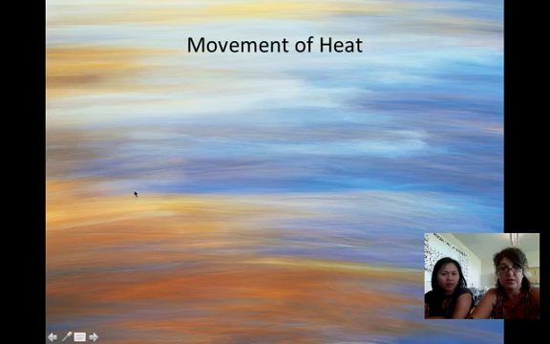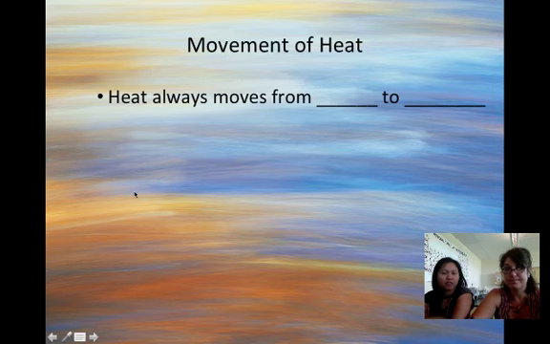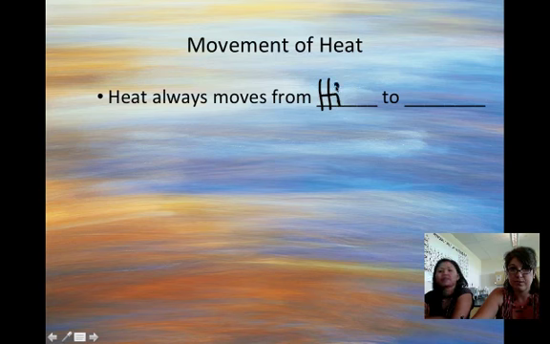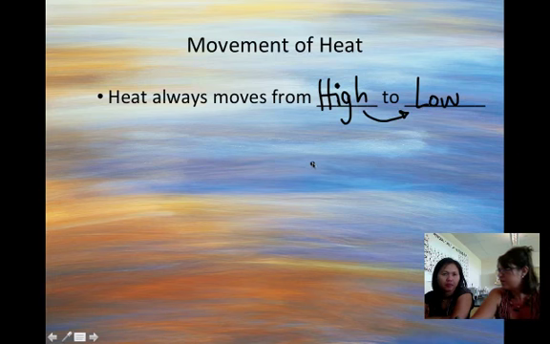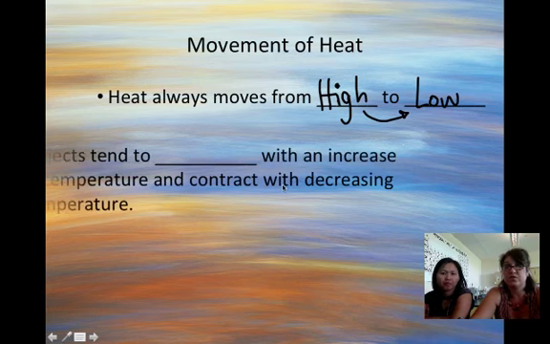So what direction does heat flow? Heat always moves from the object with the most, high to low, to the object with the least. Kind of like diffusion and osmosis in biology. If you're moving across a membrane, you go from high to low, and that doesn't take any effort at all. It just naturally goes that way. That's why they call it passive transport.